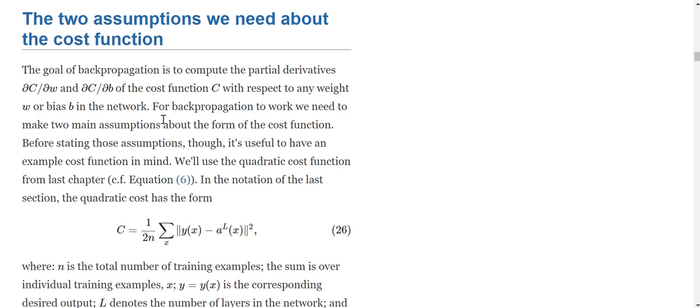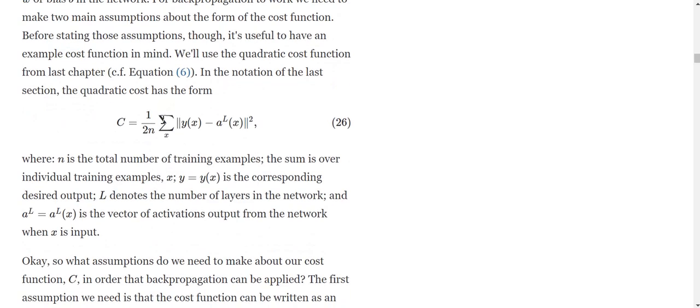We'll use the quadratic cost from the last chapter. In the notation of the last section, the quadratic cost has the following form. Sorry, I misread this as last chapter. So now, n is the total number of training examples. The sum is over individual training examples. y equals y of x is the corresponding desired output. L denotes the number of layers in the network, and AL equals AL of x is the vector of activation outputs from the network when x is the input. So this is just applying the activation.